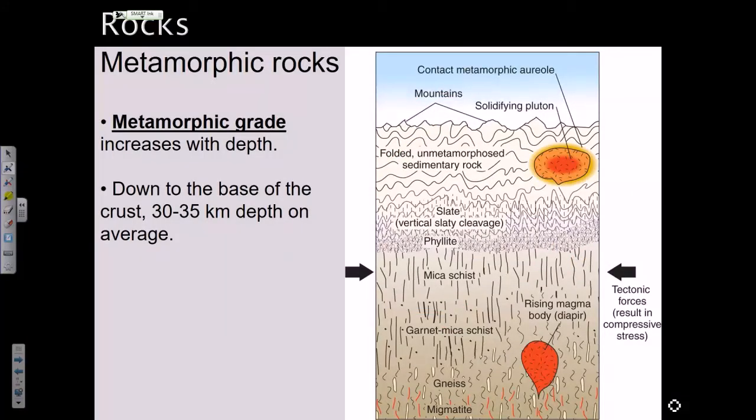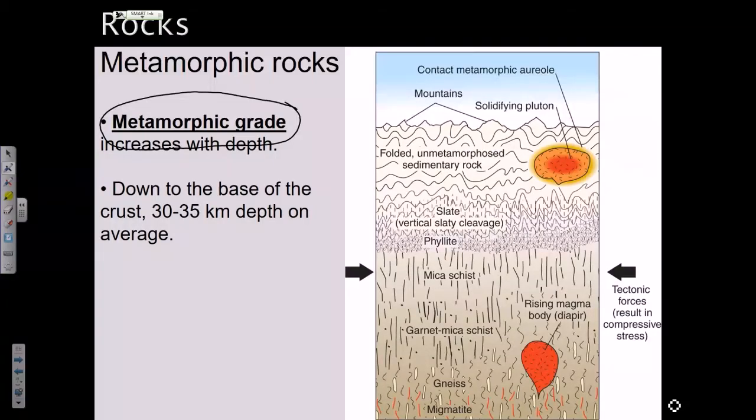If we take a look at the crustal structure in, let's say, Illinois or someplace that's not tectonically active, would we find metamorphic rocks below our feet? And the answer is, of course, because the Earth's temperature increases with depth. Okay, so that means that the grain size and the foliation will increase with depth as well. We call that metamorphic grade.